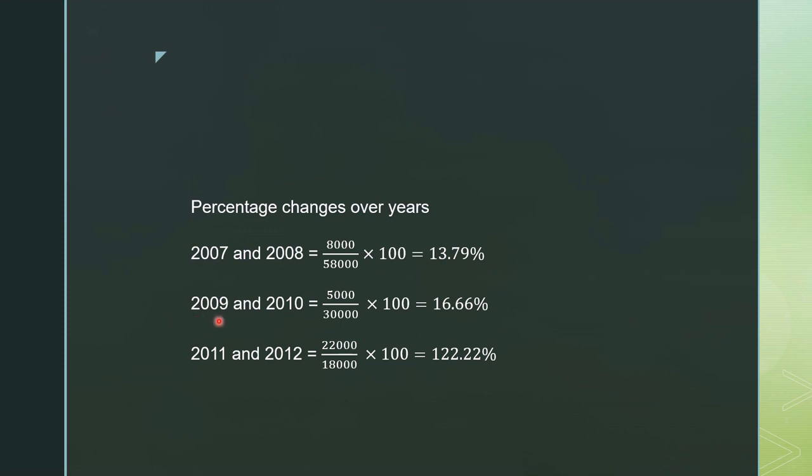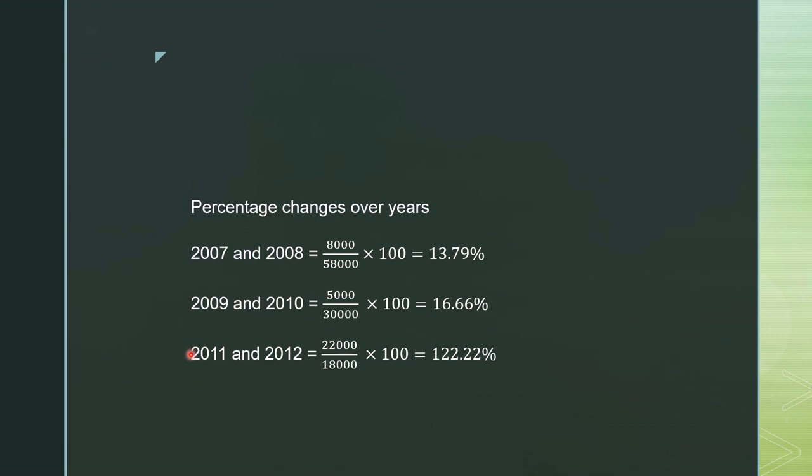In the second year, 2009 and 2010, the initial value in 2009 is 30,000 and in 2010 the final value is 25,000. So here also the initial value is greater than the final value. So we follow the method initial minus final divided by initial. So 30 minus 25 divided by 30 into 100. So 5,000 divided by 30,000 into 100. We get the percentage 16.66%.